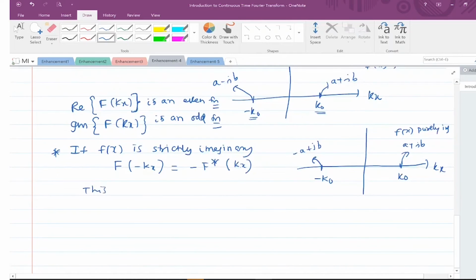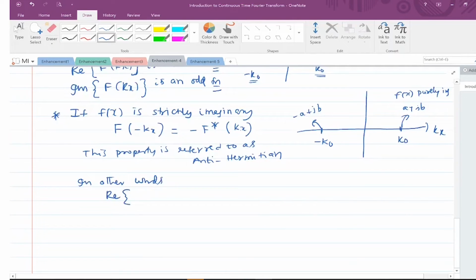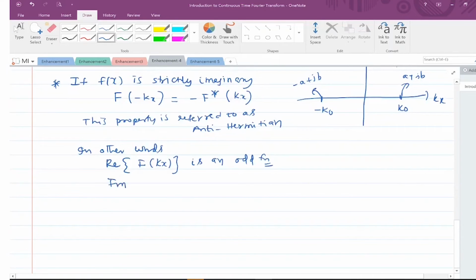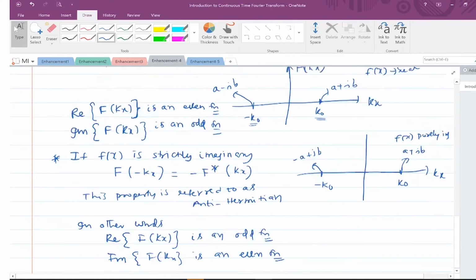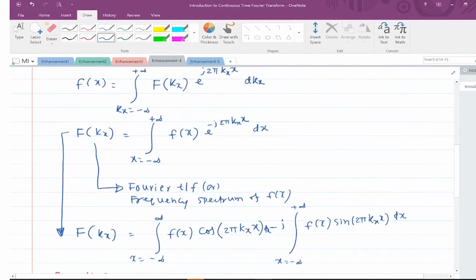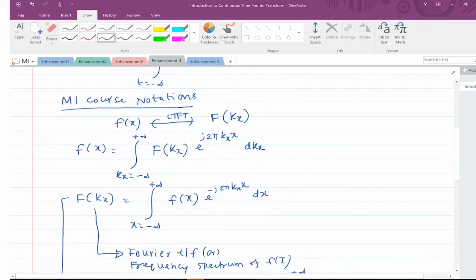This property is referred to as the anti-Hermitian property. In other words, the real part of f of kx is an odd function now, and the imaginary part of f of kx is an even function, right? So from now onwards we would follow these definitions of f of x and f of minus kx for the rest of this course. Now let's extend it to 2D.